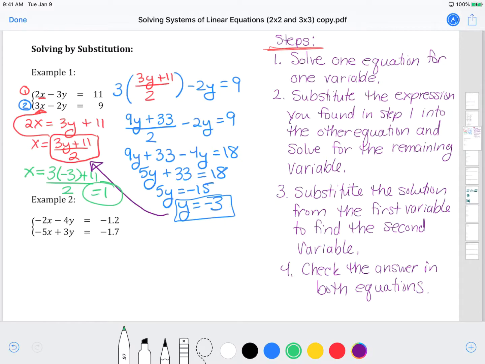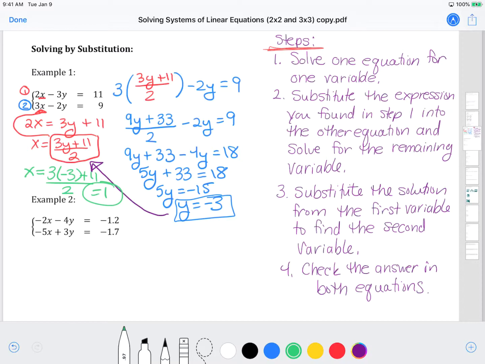And then to continue to step 4, I would just plug in x is 1 and y is negative 3 into both of those equations to make sure it works for both of them. The other thing that you can do to check your answer is to graph both of those lines and make sure that they intersect at the point 1 for x and negative 3 for y.